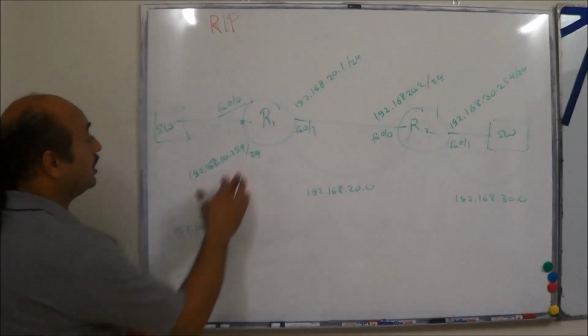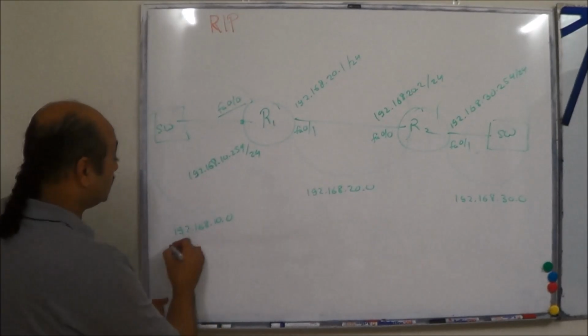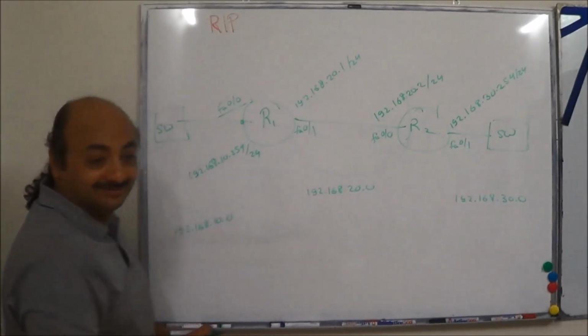Then what did we do? On R1, we configured two network commands. Network for this and network for 20.